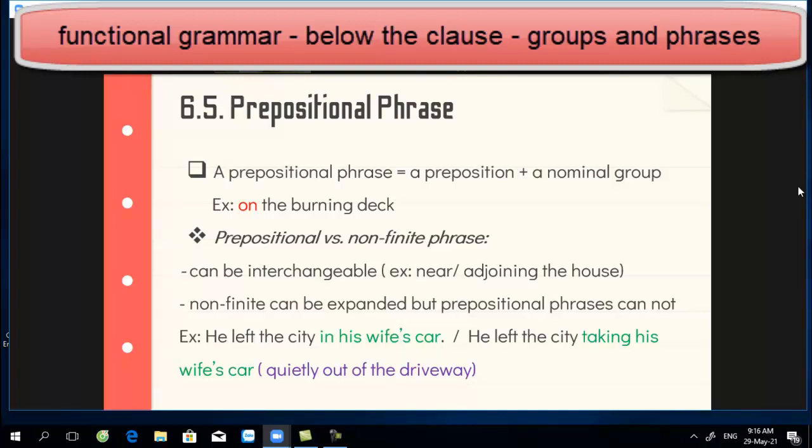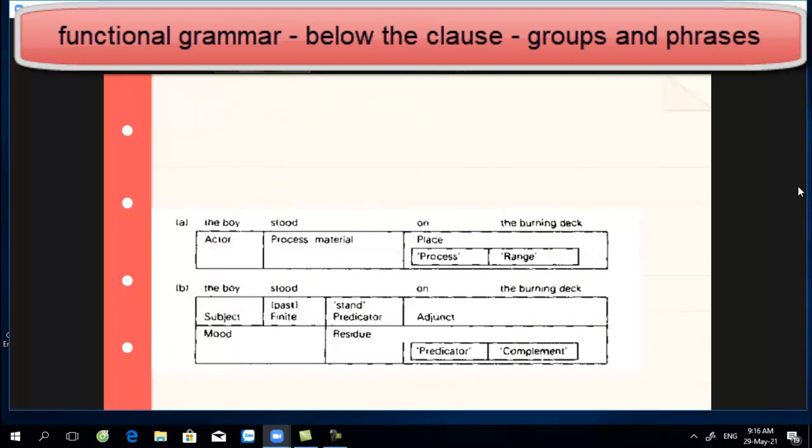For example, he left the city in his wife's car. Here the prepositional phrase in his wife's car cannot be expanded. But in he left the city taking his wife's car, the non-finite phrase taking his wife's car can be expanded with quietly out of the driveway. And this is another example: the boy stood on the burning deck. We can analyze the structure like this.